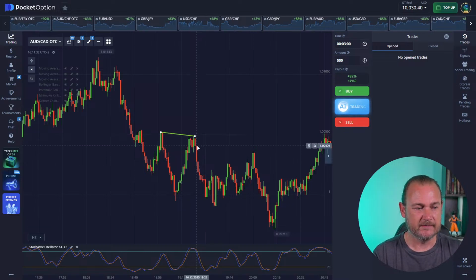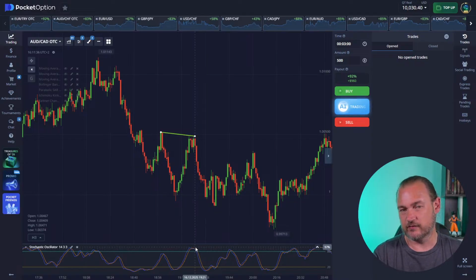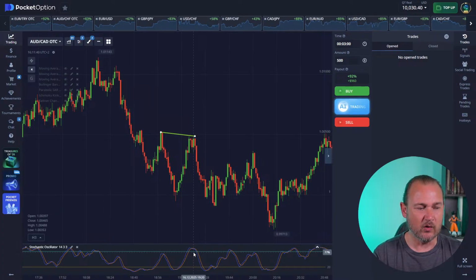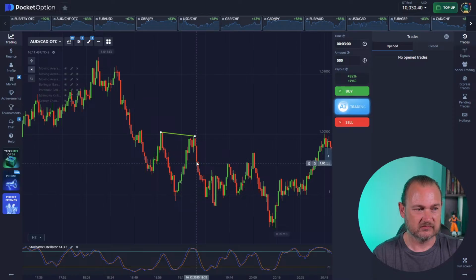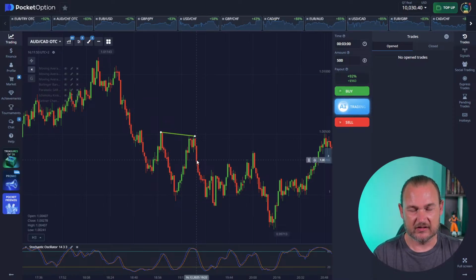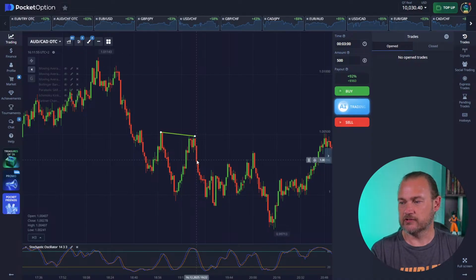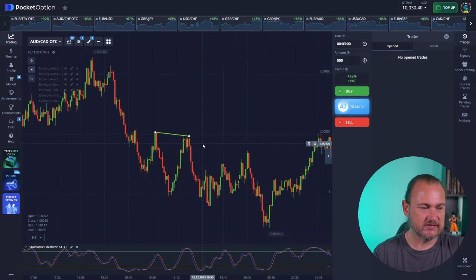How do I time it? Usually, either on the crossover, if I get the crossover on the stochastic, or as soon as the stochastic leaves the overbought or oversold area. In this case, the overbought. It would have been on this candle here. So if you took a 5-minute sell on that candle there, you would have had a good trade. Okay, so that's hidden divergence.